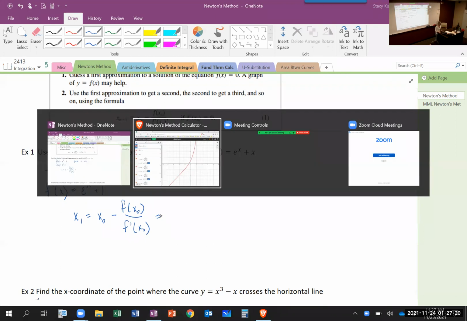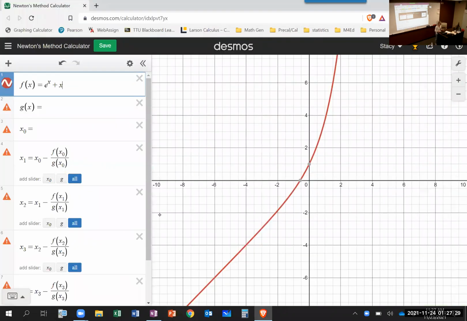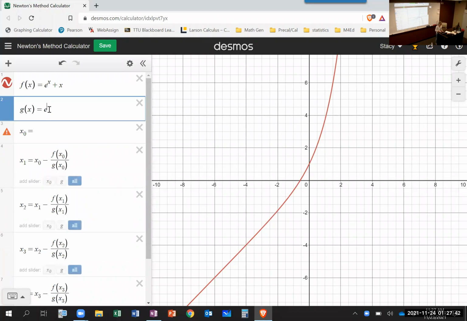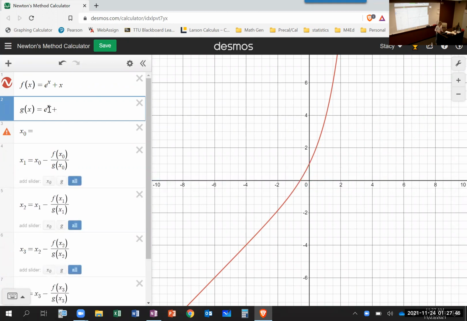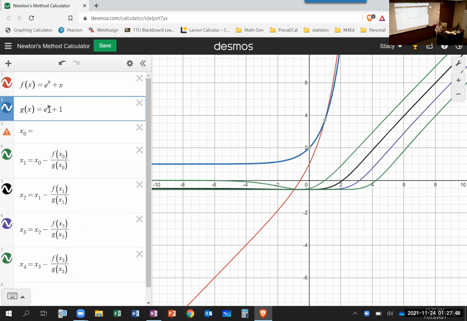I'm going to come over here to Desmos. All I did was rewrite Newton's method using our initial guess. I actually programmed this in Desmos. You could program it in Excel if you wanted; that would be pretty easy, but it's pretty easy to do it in Desmos as well. We said the derivative of f was e to the x plus 1, right? Got my signs right?